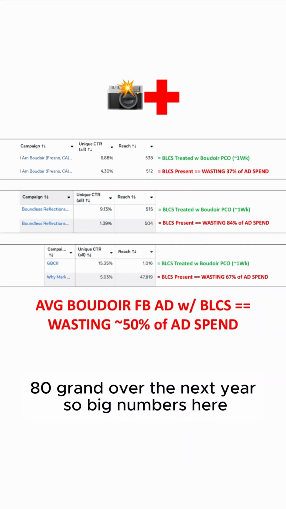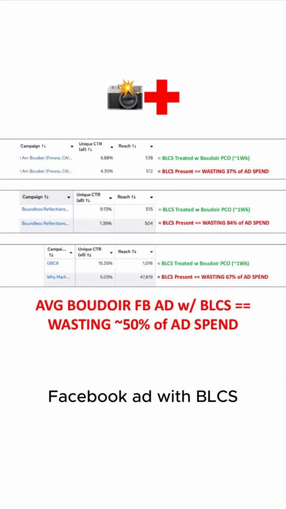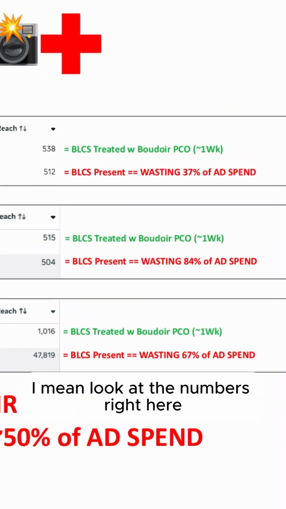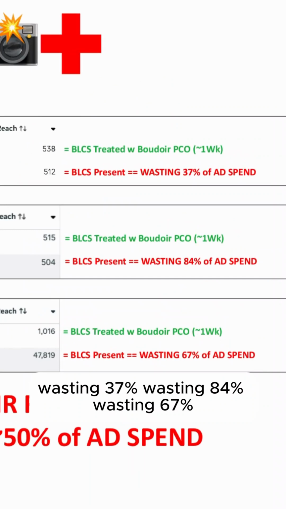So, big numbers here. The average boudoir Facebook ad with BLCS is wasting about 50% of its ad spend. I mean, look at the numbers right here: wasting 37%, wasting 84%, wasting 67%.